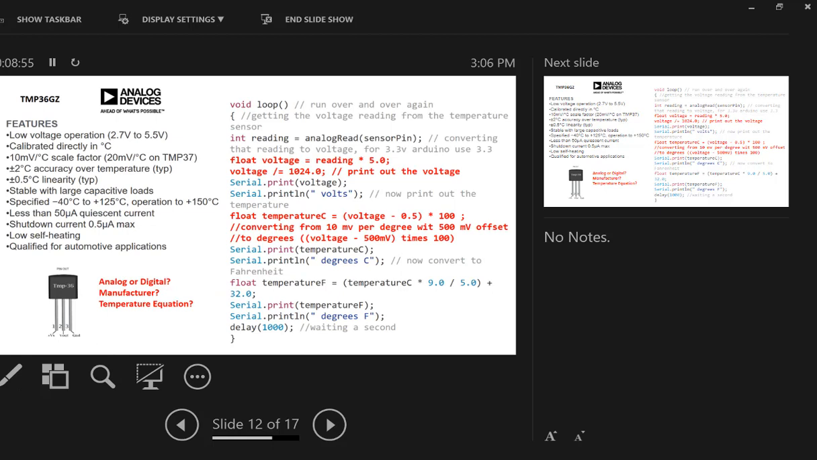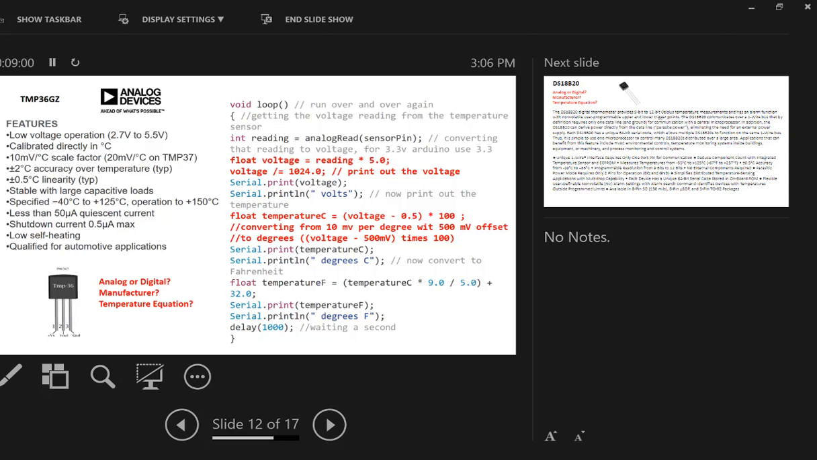Look at this one. That's another temperature sensor. What's the company? Analog Devices. This company bought which company? Linear Technology. Yes, that is right. Who bought Arduino?